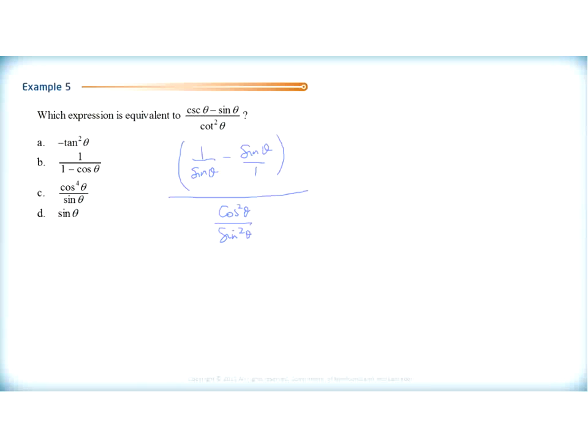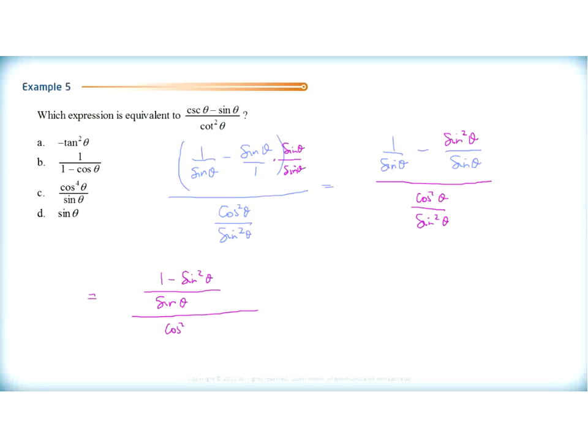Now again, I need to try and simplify this. So let's do that. We're going to take our numerator, and again, we need to create a common denominator. The common denominator in this case is sine theta. That doesn't change my first fraction. My second fraction, though, I need to create a denominator of sine theta. In order to do that, I have to multiply my denominator by sine theta and my numerator by sine theta. So sine times sine is sine squared theta. Divided by cosine squared theta over sine squared theta. My numerator now works out to be pretty nice because I end up with a denominator of sine theta. My numerator is 1 minus sine squared theta.